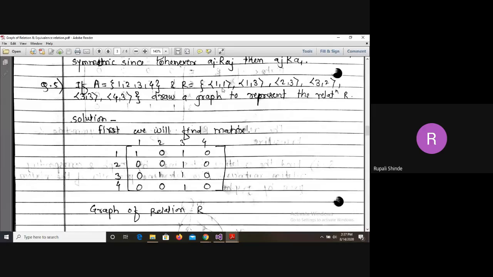So first ordered pair is 1, 1. So we have to write 1 here. Then 1, 3, 2, 3, 3, 2, 3, 3, and 4, 3, each marked as 1. So here we have found the matrix. Now we have to draw the graph for this given relation.